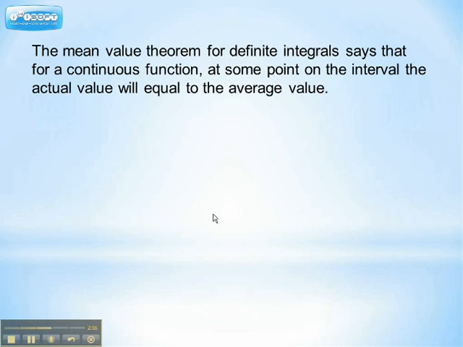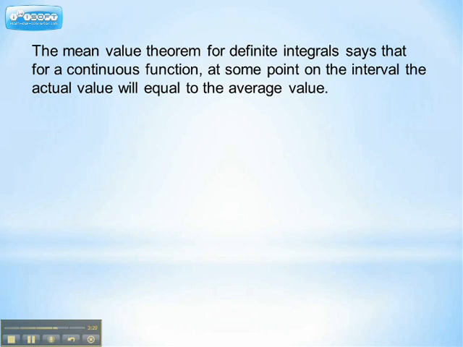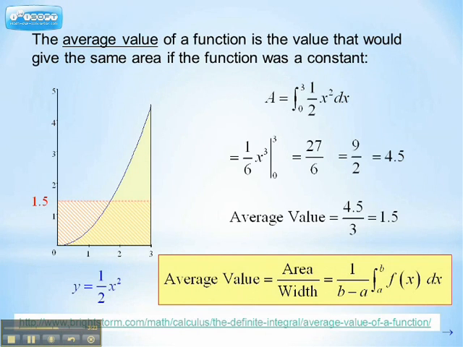The mean value theorem for definite integrals says that for a continuous function, at some point on the interval, the actual value will equal the average value. So here is the mean value theorem. It says if the function is continuous over a to b, then there will be some point c in a to b where the function actually does take on that average value. So if I go back here, the mean value theorem says that, look, it does occur, and it occurs at this x value, which is about 1.7 or whatever. That's what the mean value theorem for integrals says.